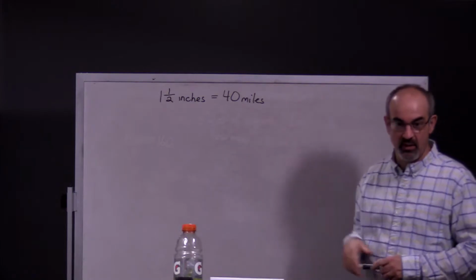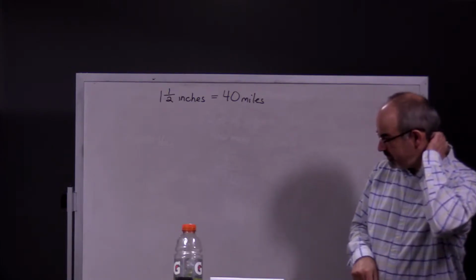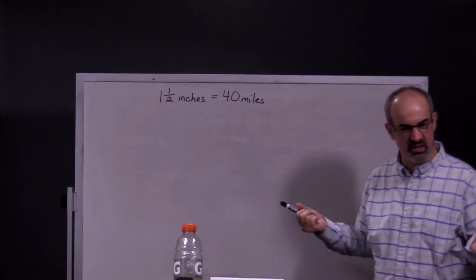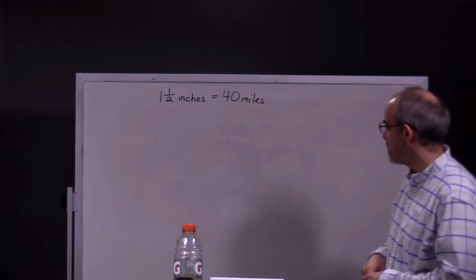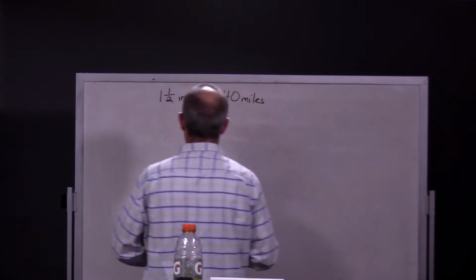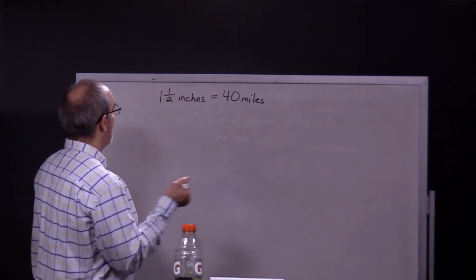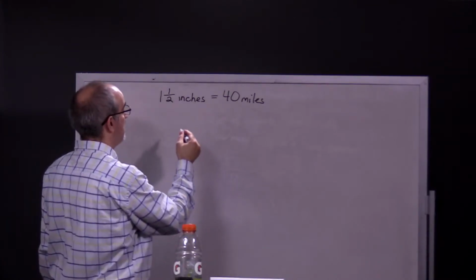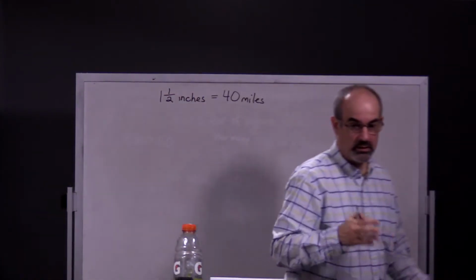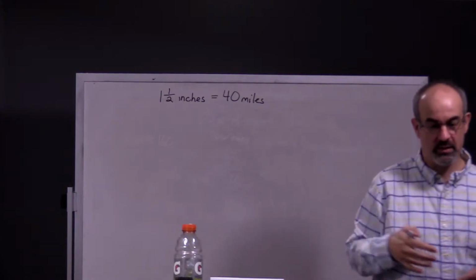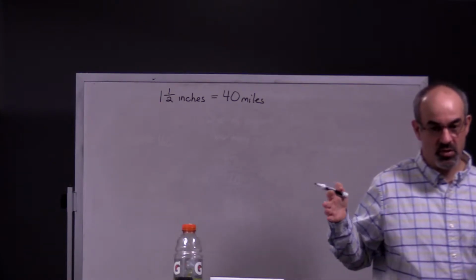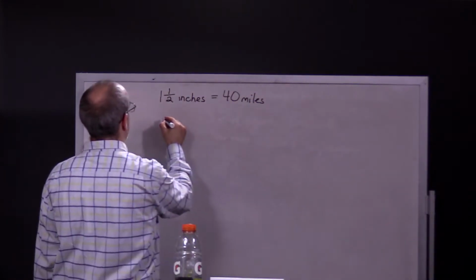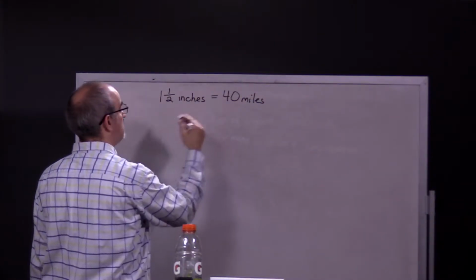So let's say you have a map and it says that every 1.5 inch is 40 miles. And you look at your map, and where you are on the map and where you want to go, like you're going from one city to another city, well, those two cities on the map are 5 inches apart. How far is that in real miles?